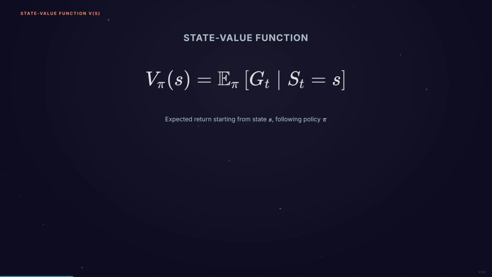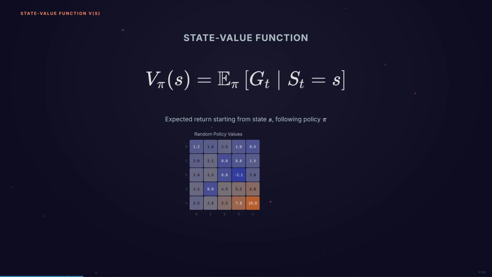The state value function, V pi of S, answers a simple question. If I'm in state S and I follow policy pi from now on, what's my expected return? Formally, V pi of S equals the expected value of G sub t, given that the current state is S and the agent follows policy pi. It's the average of all possible future returns, weighted by their probabilities.